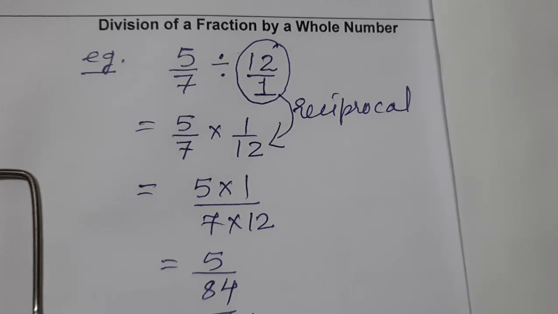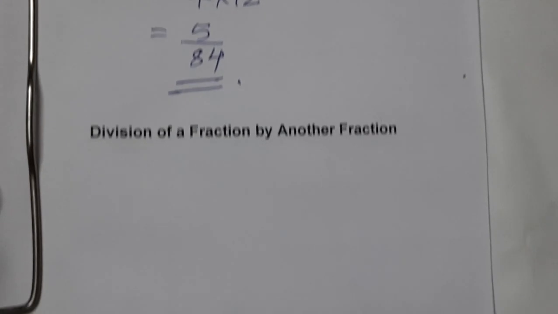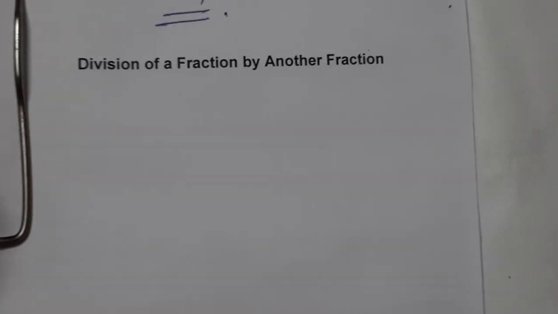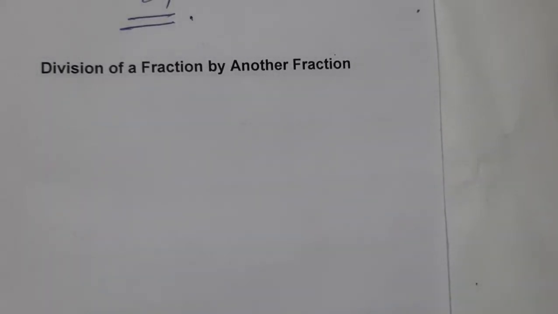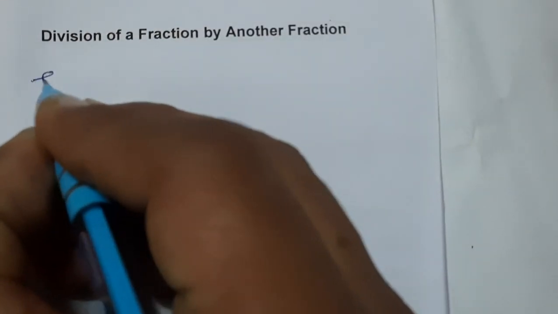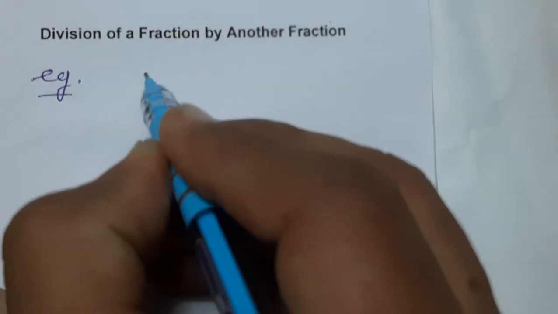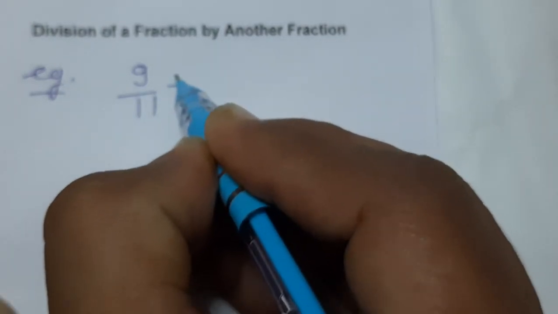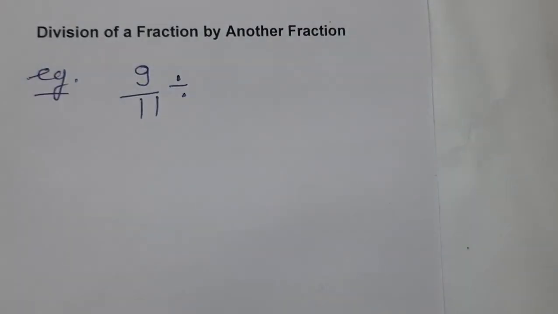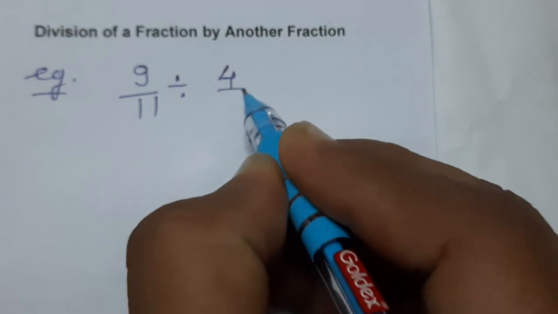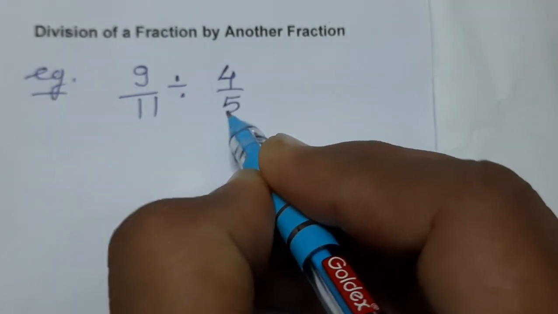Now the next part: division of a fraction by another fraction. We will divide fraction with fraction. Till now what have we done? Whole number with fraction, fraction with whole number. Now fraction with fraction. Let us take one example: 9 by 11 divided by 4 by 5. So how do we divide this one?